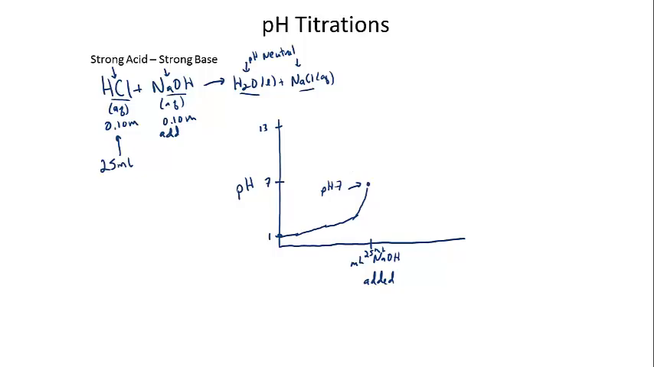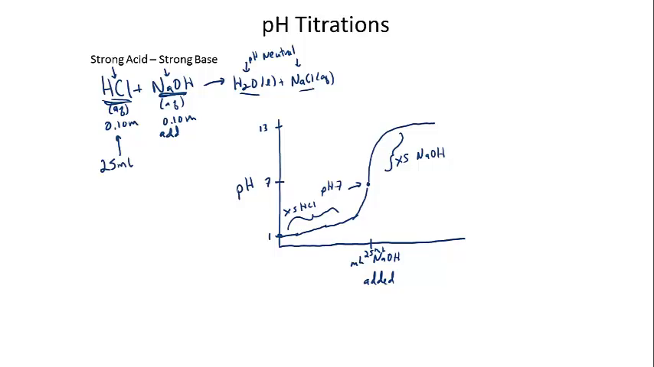After you've reached that point, if you keep adding in NaOH, you're adding the strong base into a solution for which there's no more HCl left to react. And so all along here, you have excess HCl. At this point, you have neither excess HCl nor NaOH, but beyond that, you have excess NaOH, so the pH will steeply go up. And so over here, you have excess NaOH.